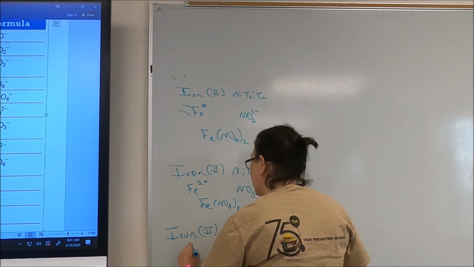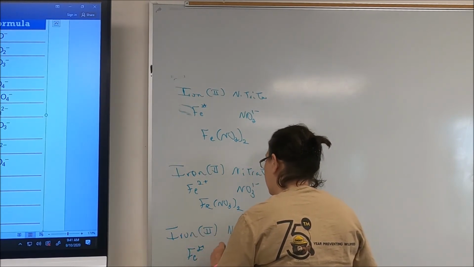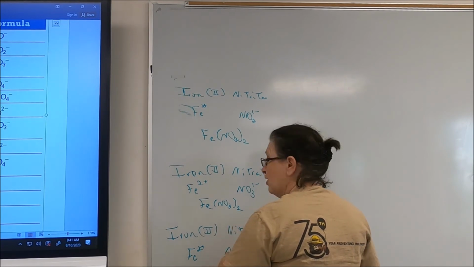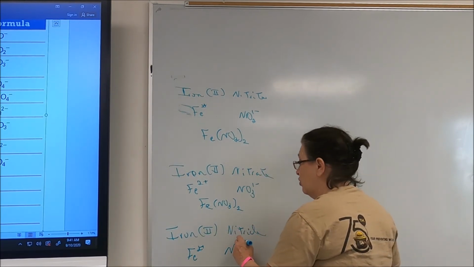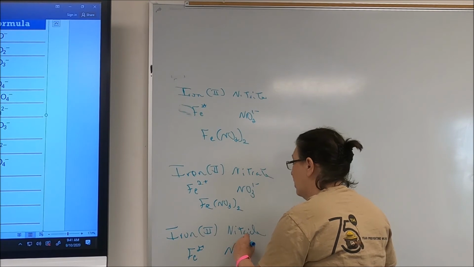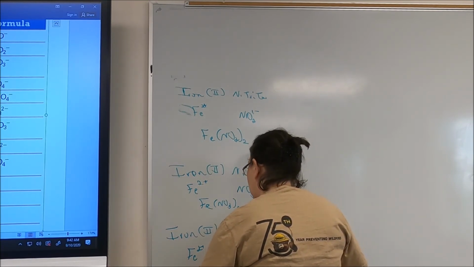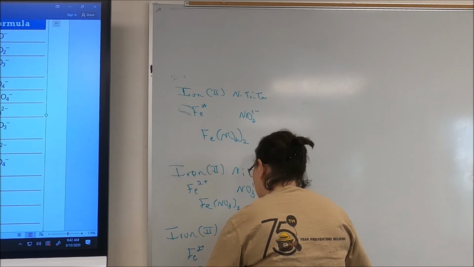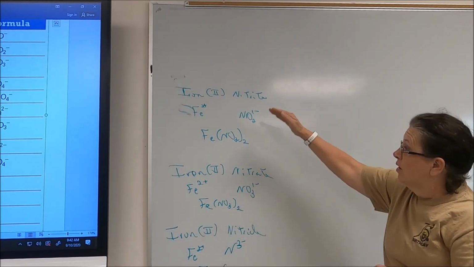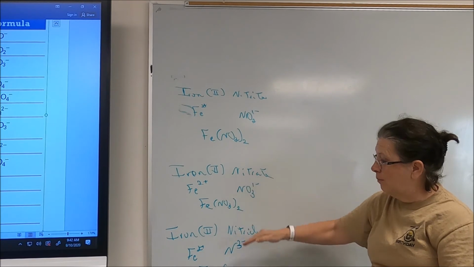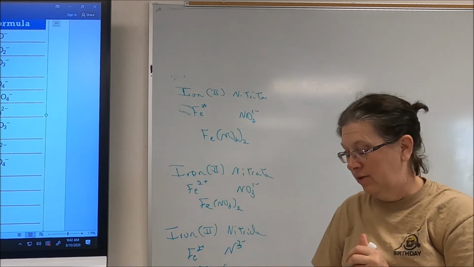And then down here, iron 2 nitride, iron is 2+. The nitride IDE ending is just a nitrogen with a 3- charge. So I get Fe3N2. So very similar sounding names, but very different formulas.